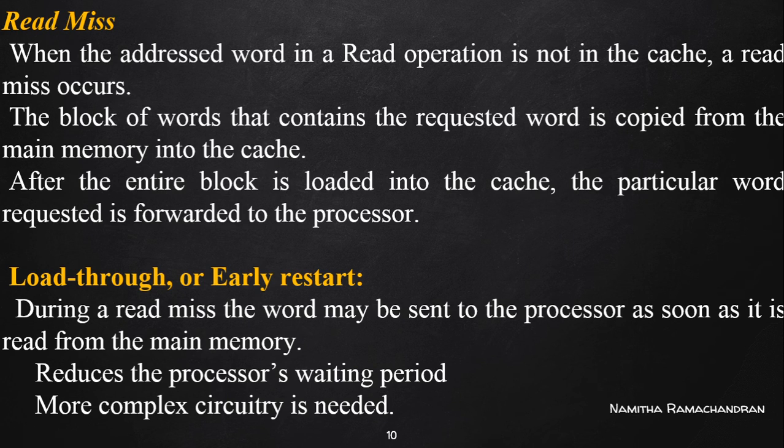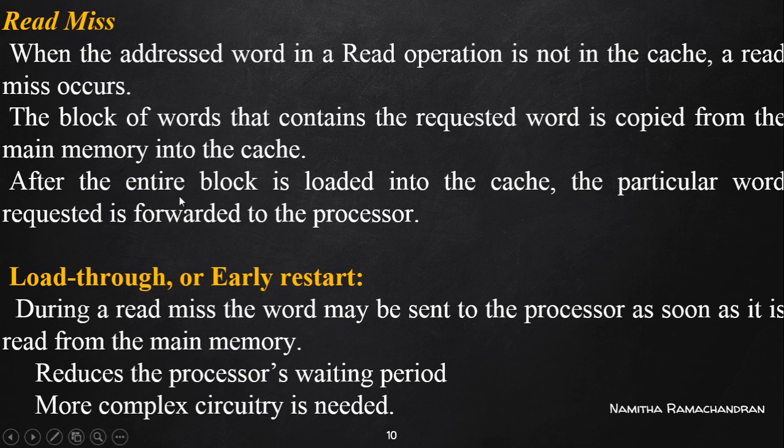Just like our previous case of write, whenever a read miss occurs, we want to copy a block of memory words that contains the requested memory word into cache memory first, and pass the requested memory word to the processor. This is the working in case of read miss. First we copy a block of memory words that includes the requested memory word into cache memory, and pass the requested memory word to the processor.